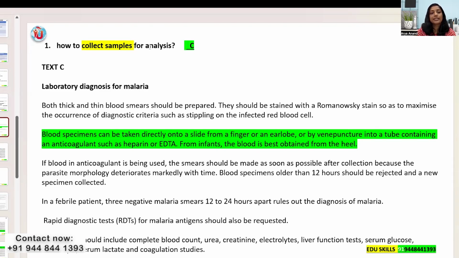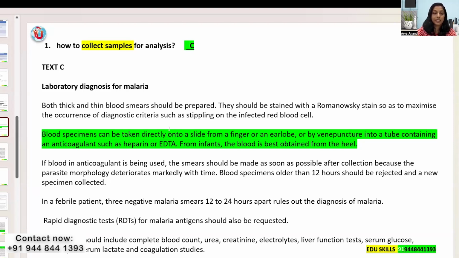Okay. Collect samples, where is it? For the laboratory diagnosis only we'll collect the samples, right? C. Yes. C. See here, blood specimens can be taken directly onto a slide from a finger or an earlobe, or by venipuncture into a tube containing an anticoagulant such as heparin or EDTA. Infant's blood is best obtained from the heel. So how to collect? Here they have mentioned it, right?